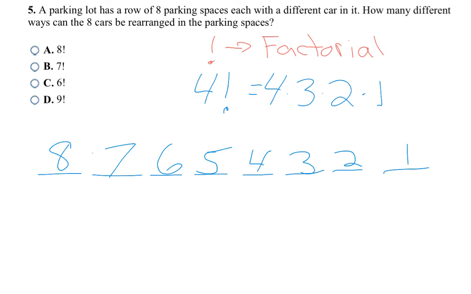And since these cars are all parking in the same row, I'm going to multiply these numbers together. And when I look at it, I see that my answer here is the same as what 8 factorial represents. I'm taking 8 times every number less than it. And so that's going to make letter A my final answer.